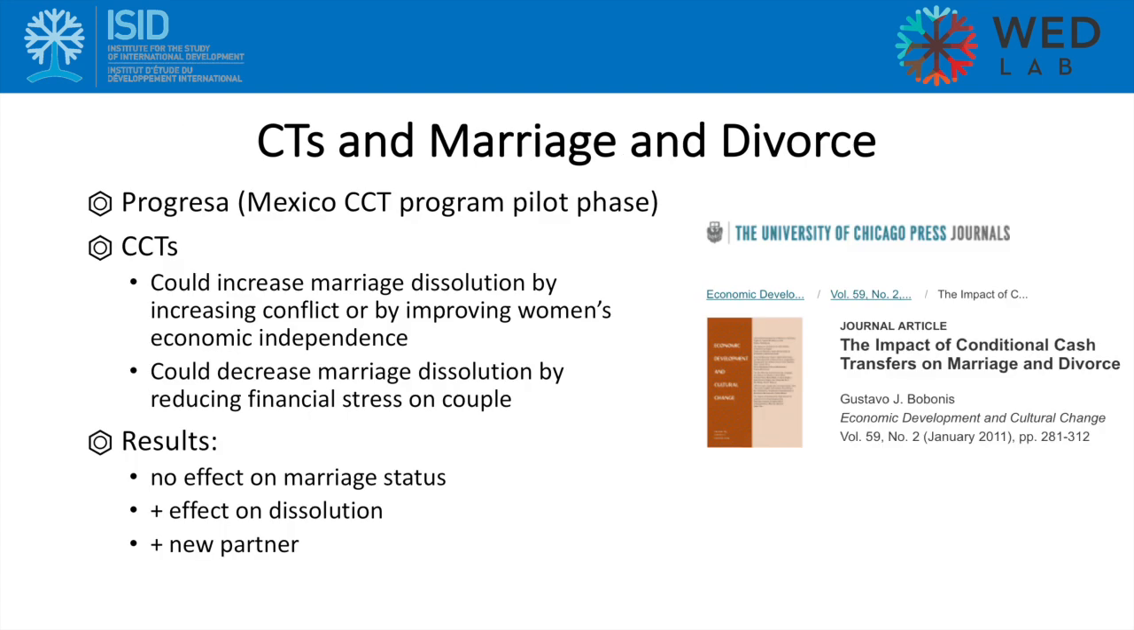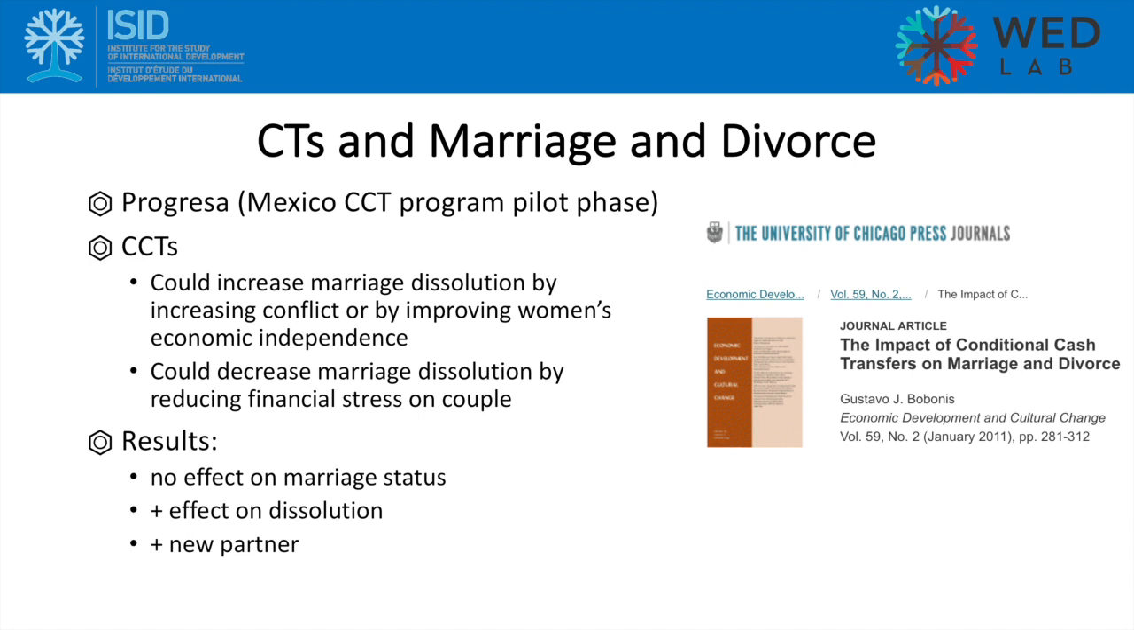All right, here in particular, we'll continue with the Mexican conditional cash transfer program. There's a really interesting paper by Gustavo Bubonis in the Economic Development and Cultural Change Journal from not too long ago. There's this anecdote that we often hear when you talk to practitioners implementing these cash transfer programs. We hear about these terrible conflicts at times, right? When the woman all of a sudden has more income, this creates conflict within the household, right? So what kind of evidence do we actually have of this?